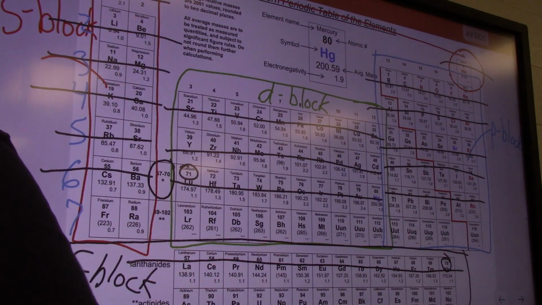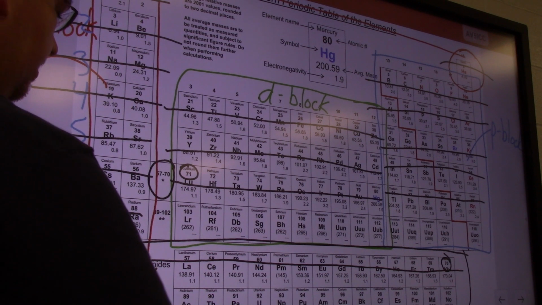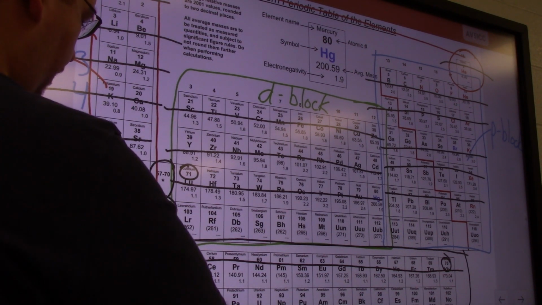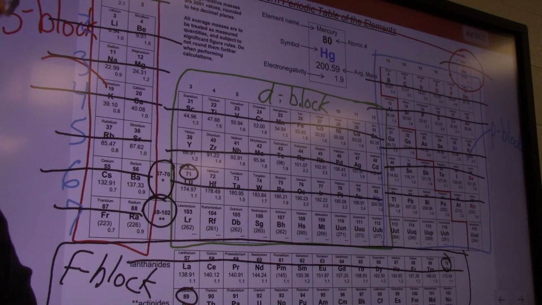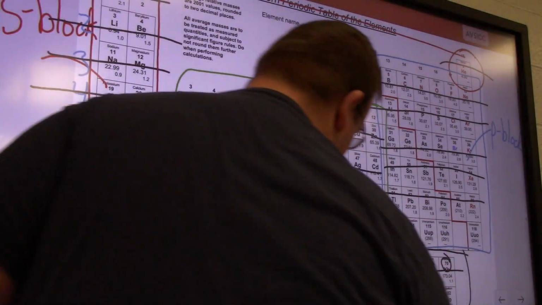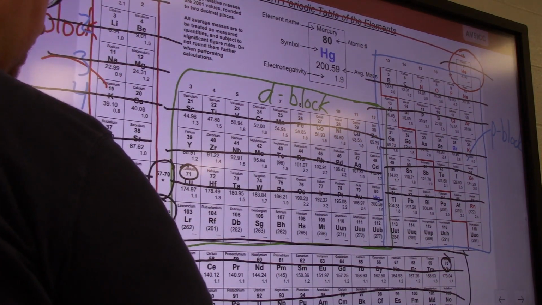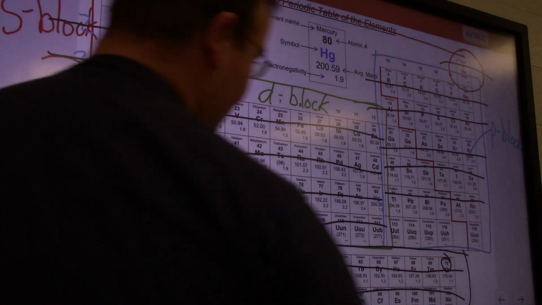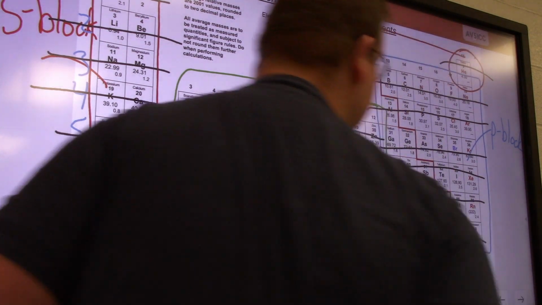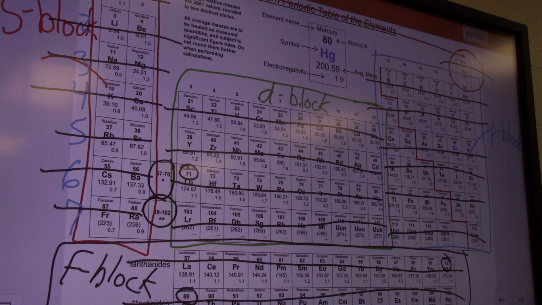6P. 7S. Look here, another placeholder. I go from 88, I should go to 89. 89 is down here. 5F, actinium. Then I come back up here, which is 6D, and then 7P. We just did the same filling order that's on the board.